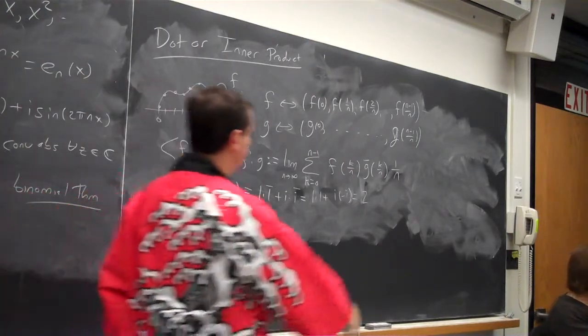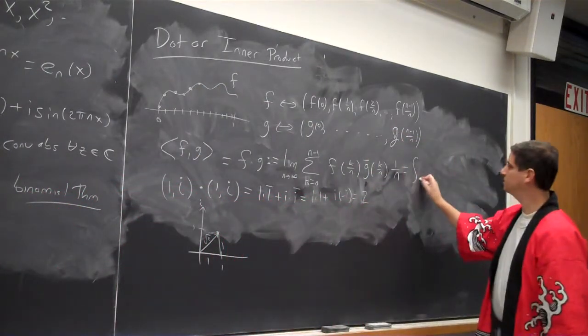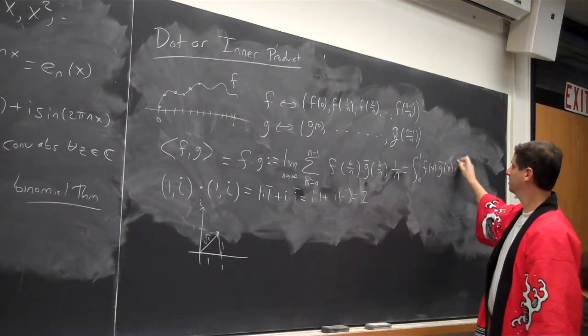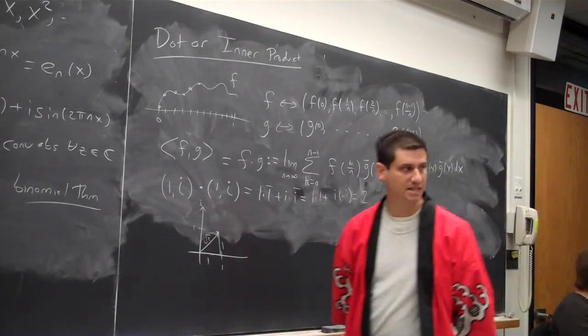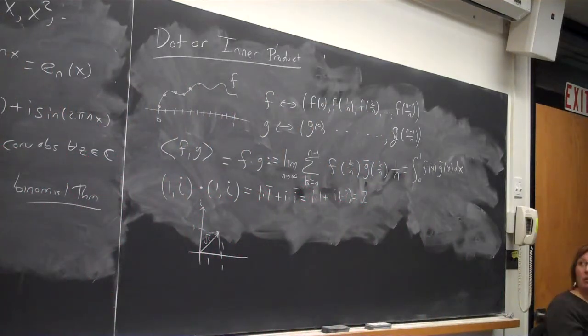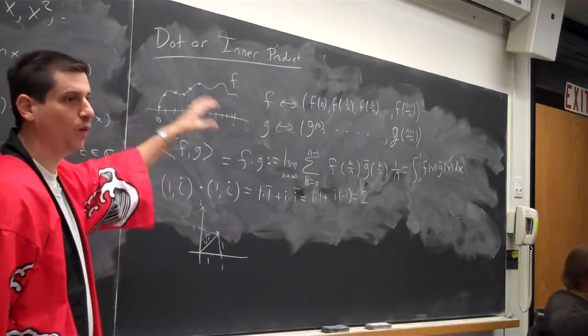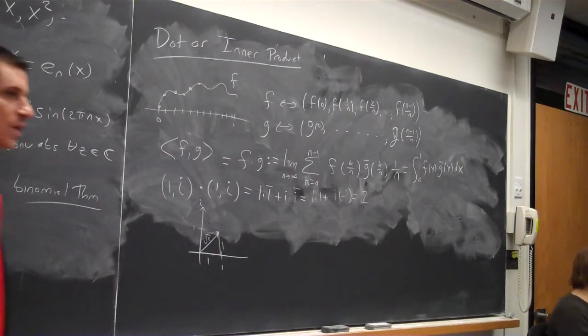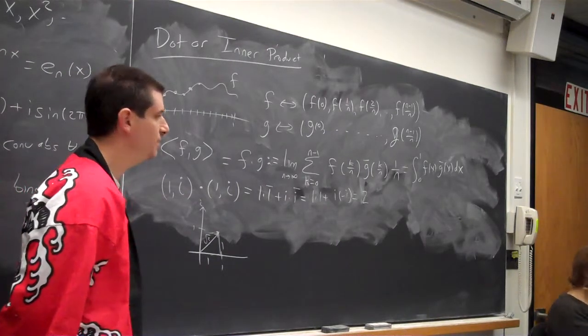So again, as we take the limit, this becomes the integral from 0 to 1 of f of x, g bar of x, dx. And that's the definition of the inner product. So again, we can define anything we want. This is a good definition. And so if you haven't seen a motivation before of why this is the right notion of an inner product, hopefully this convinces you that this was a good decision. Okay. Any questions about the definition of an inner product?